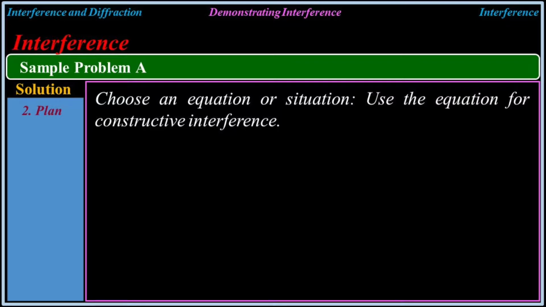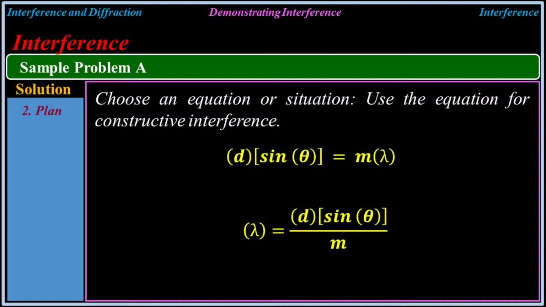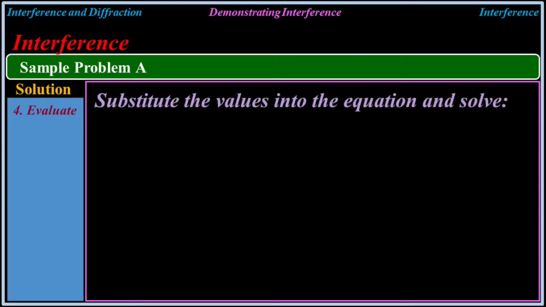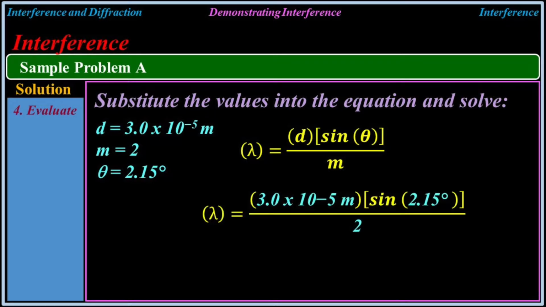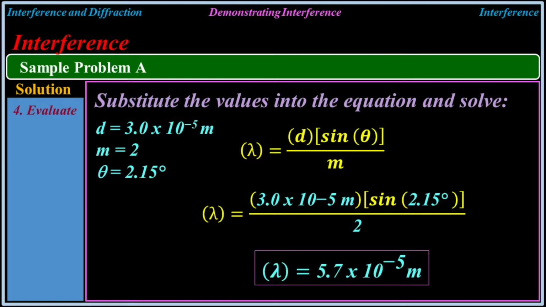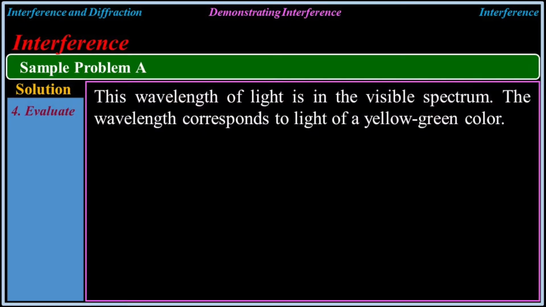Choose an equation or situation: use the equation for constructive interference. Now, we have the angle and we're looking for the wavelength. So here's the equation, the simplified form. We're going to solve for wavelength, substitute in the values into the equation, and solve. There are the values. I'm going to plug them in and calculate it like that. So the wavelength is 5.7 times 10 to the negative 5 meters.